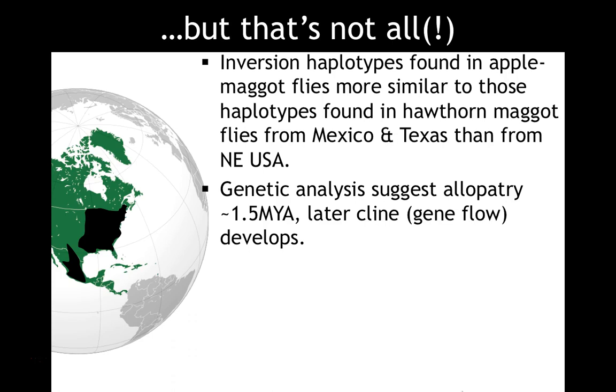And the hawthorn maggot flies extend all the way from the northeast down into Mexico, and the type of inversion chromosomes that would benefit apples tend to be found initially in Mexico and Texas, and then have subsequently moved their way up. And we think what happened was at some point there was an allopatric barrier between them, and probably some populations on one side or the other, there was genetic drift occurring, and they evolved in different ways.